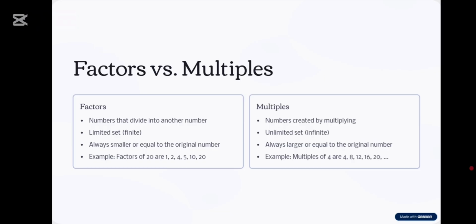I'll give you an example shortly. Then difference number 2: limited set or finity. So factors have a limit, they end at a certain point, while multiples are infinity, an unlimited set. They can just keep on going. For example, if we talk of the multiples of 2, we're talking about numbers where 2 can go into without leaving a remainder. So we just simply start adding.